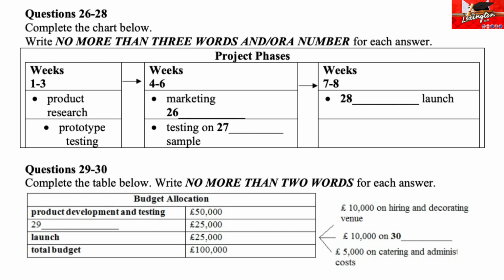Well, you've given us a total budget of £100,000. Of that, we're allocating 50% to product development and testing, a further 25% to marketing, and £25,000 will be spent on the launch. Penny, give me a breakdown of the launch costs, would you? Sure. £10,000 will be spent on hiring and decorating the venue. £10,000 will be spent on promotional work, and the remaining money will be used to pay for catering and administrative costs. I'm very happy with that, to be honest. As I said, you guys should stop worrying. You're doing a fantastic job, so keep it up.